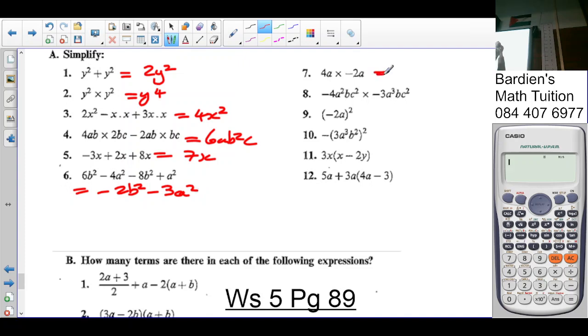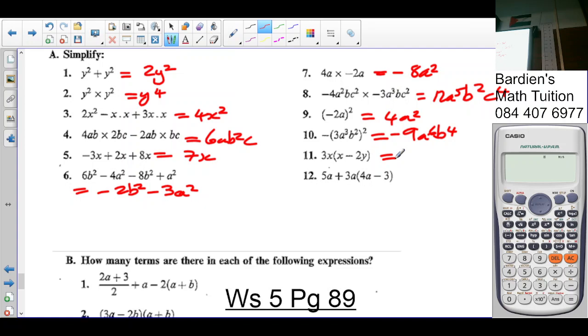Number 7, -8a squared. Number 8, 12, a to the exponent 5, b to the exponent 2, c to the exponent 4. Number 9, 4a squared. Number 10, negative 9a6, p4. Number 11, 3x squared minus 6xy. And number 12, you got 12a squared minus 4a.